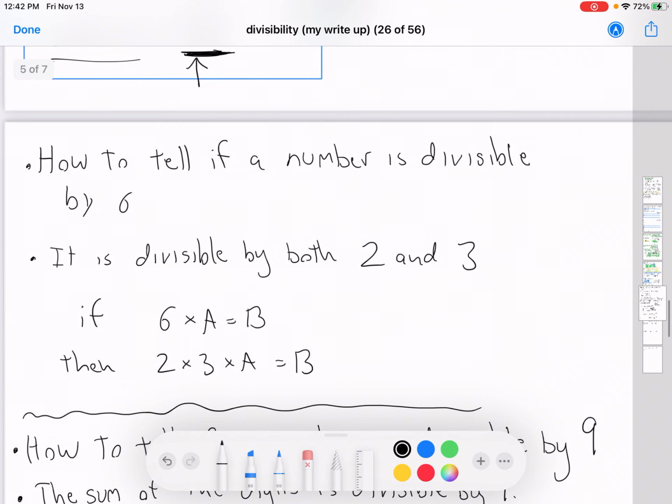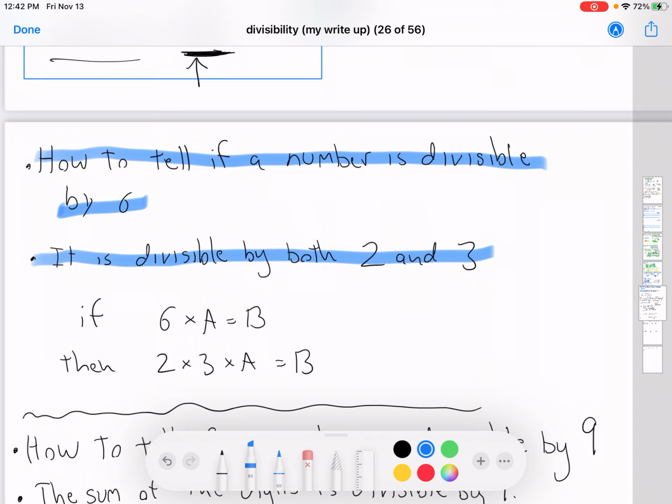All right. Now we're going to start putting together some of these ideas. How can I tell if a number is divisible by 6? And the answer is it is divisible by both 2 and 3, right? If I take a number 6 times A to get B, well, that's the same thing as 2 times 3 times A to get B. So that means I could take B, it must be divisible by 2, and it must be divisible by 3. So if I know it satisfies the divisible by 3 rule and it is an even number, it can be divisible by 6.